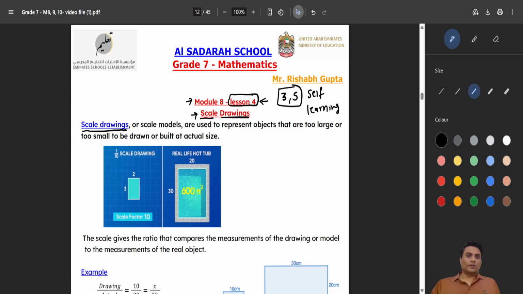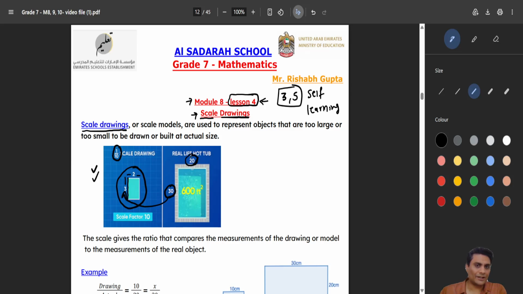Okay. For example, take this. There is a very big swimming pool. What is the length and width of the swimming pool? 30 feet by 20 feet. But here they are making a small drawing of that swimming pool of 3 feet by 2 feet only. How do I know the scale factor? They said this drawing is 1/10 of the original. 1/10 means divide by 10. So what was the original length? 30. 30 divided by 10 is 3. So I know that this is 3 feet only.